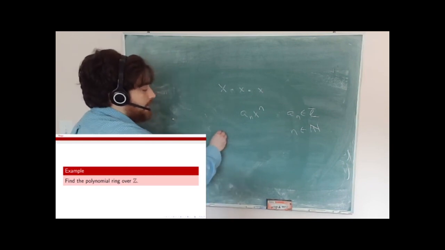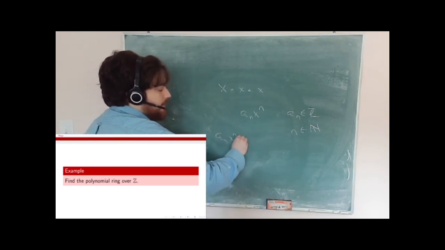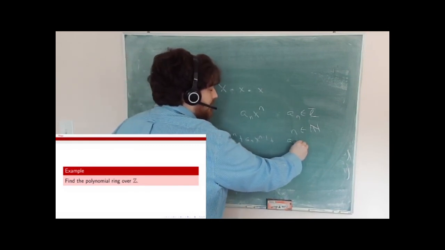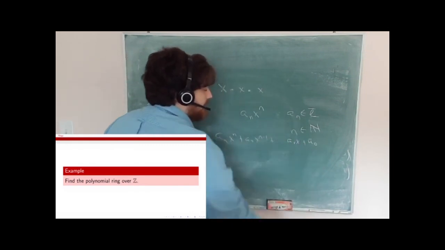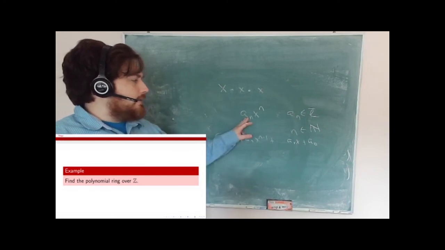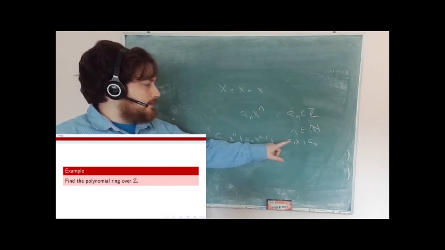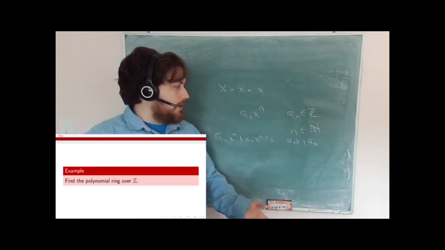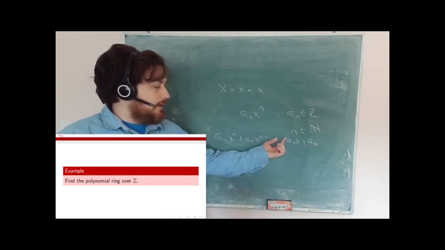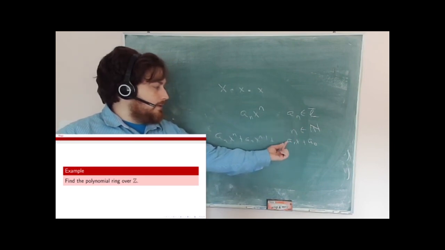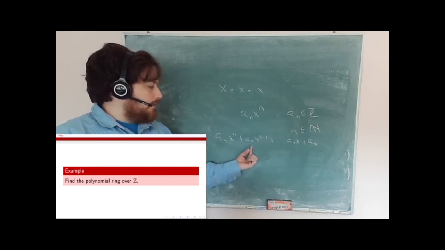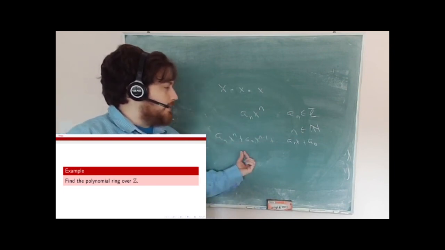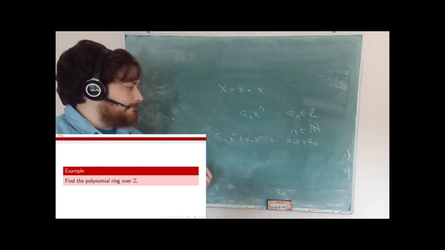But if I put that together, I get a sub n x to the n plus a sub n minus 1 x to the n minus 1 plus dot dot dot plus a sub 1 x plus a sub 0, because I'm taking all the things of the form a sub n x to the n. So a0, we're going to consider x to the 0 to be 1, a1 x to the 1, a2 x squared, a sub n minus 1 x to the n minus 1, a sub n x to the n. And so I'm adding these things all together and I'm getting that.